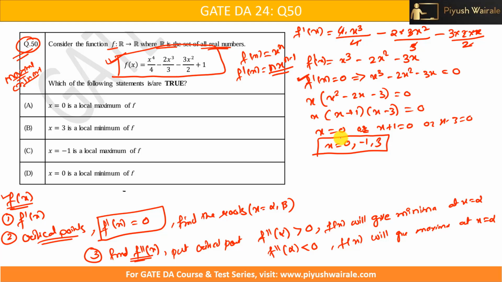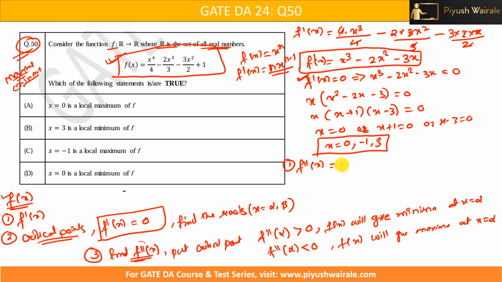Now I need to find out at what point this function will become maximum or minimum, right? So first let's find out for x equals to 0. But before that, we need to find out f double dash of x. This is f dash of x, right? Now I need to take this f dash of x and again take the differentiation of this. So what I will get?